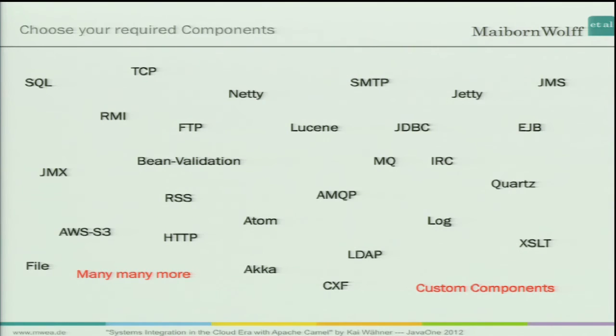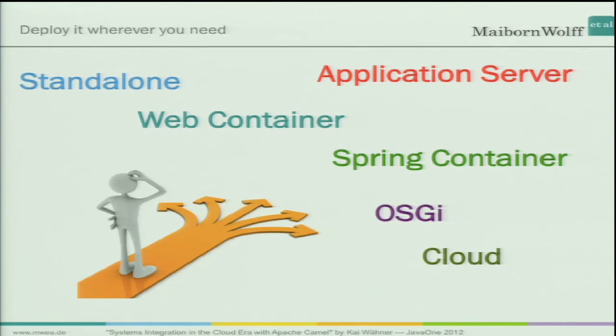And as I mentioned, you have several different components available already, about 120 at the moment. And you can also create your own components easily, as I will show you at the end of the session. Apache Camel can also be deployed everywhere on the Java platform. It doesn't matter if you use a standalone application, as I will use today in the demos. You can also deploy it on every web container like Tomcat or Jetty. You can deploy it on an application server like WebSphere, WebLogic, Glassfish, and so on. You can use it in combination with a Spring container or with OSGi, and you can also deploy Camel in the cloud if you want.